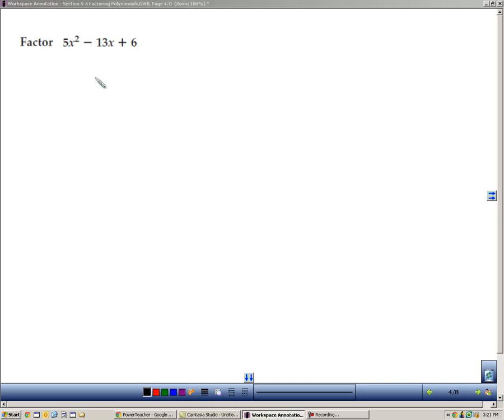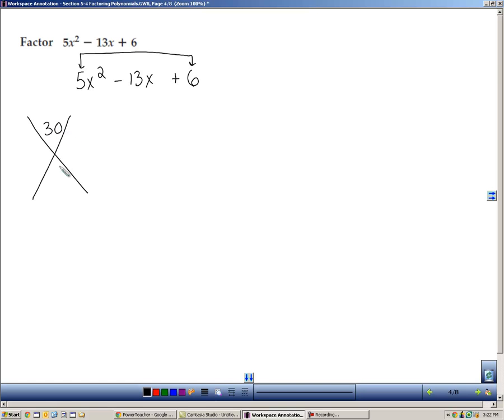Here we have a trinomial. There is no GCF. So I'm going to use the diamond method. I multiply the first number and the last number, and that goes on the top of the diamond, so 30. And then on the bottom we put the negative 13. I need two factors of 30 that add to be negative 13. Now if you can't think about it right off the top of your head, you can at least list all the factors.